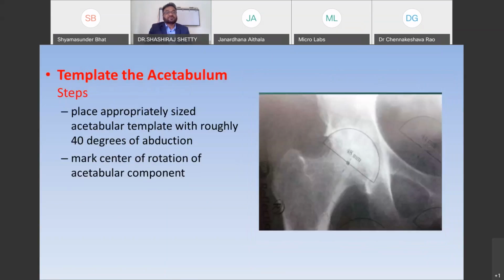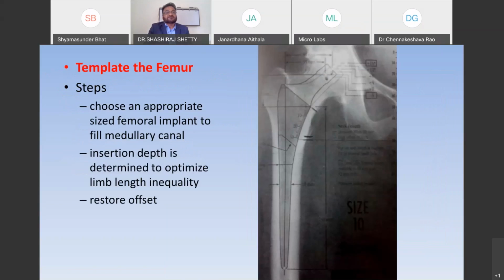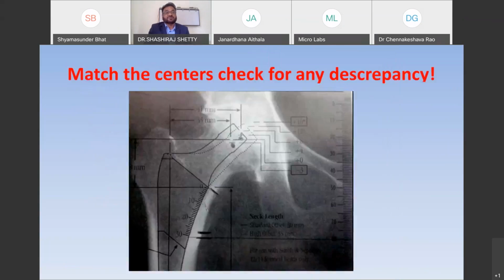Next. Acetabulum: place the appropriately sized acetabular template at roughly 40 degrees. Mark the center of rotation of the acetabular component. Templating the femur: choose the appropriate size femoral implant to fill the medullary canal. Insertional depth is determined by optimizing the limb length inequality. Restore the offset. Match the center and check for the length discrepancy.